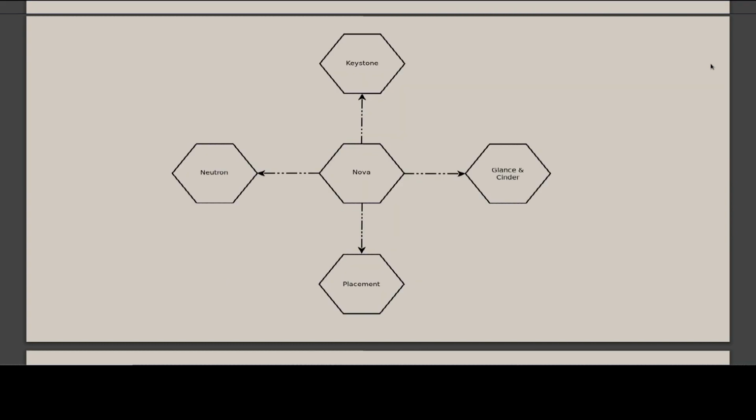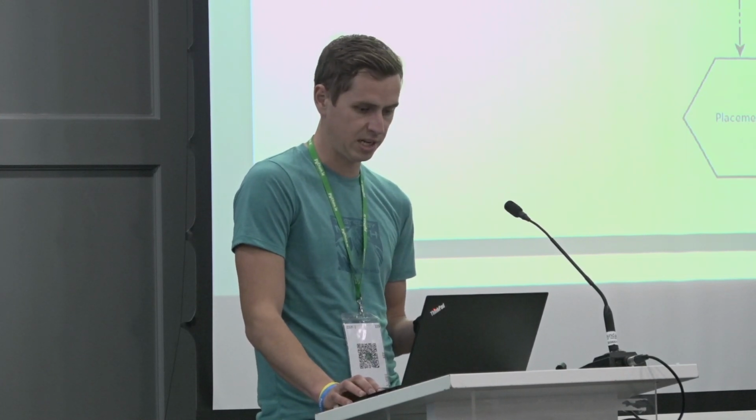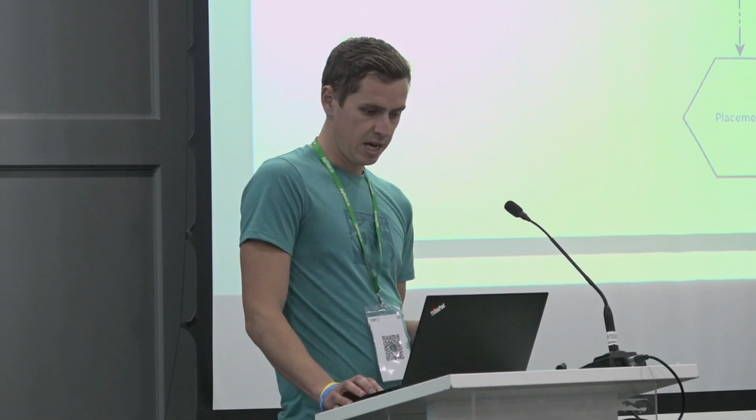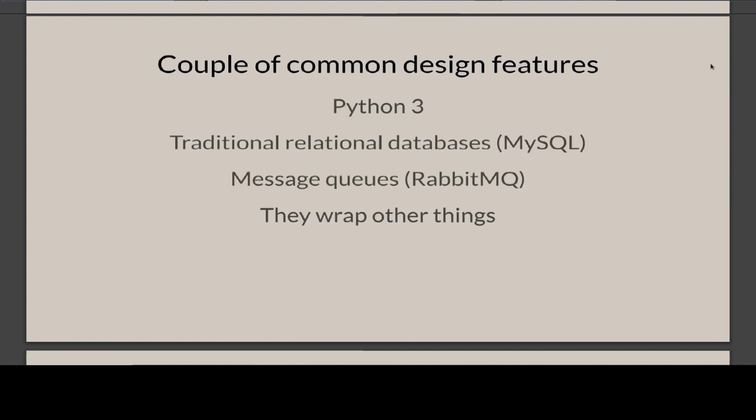Nova's the core thing that talks to everything else. A couple of these services can also operate by themselves. So you can use Cinder, for example, if you want volumes tied into, say, your Kubernetes cluster. We've also got a whole load of other services, Swift, which is object storage, Designate for DNS, that kind of thing. I'm not going to go into those.